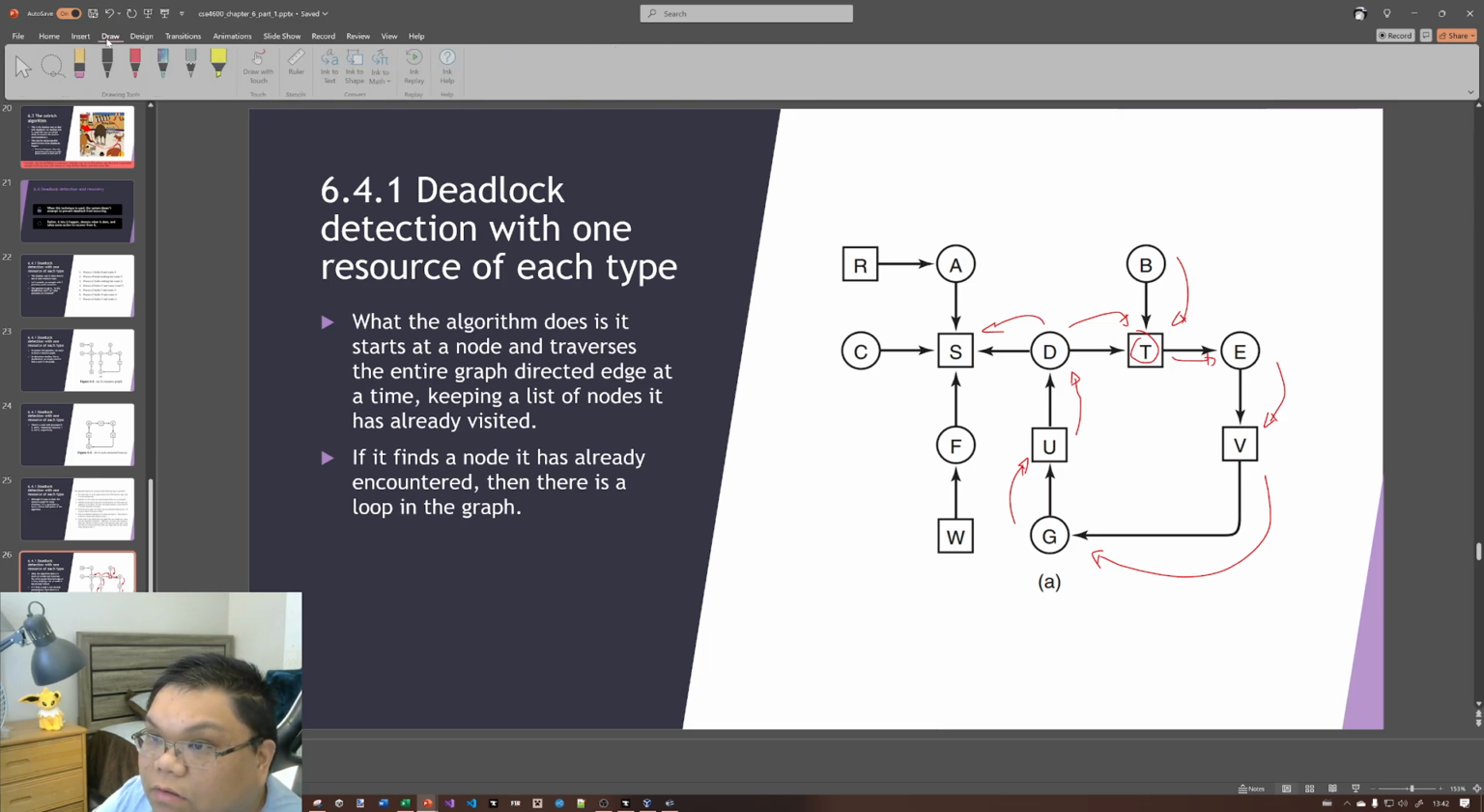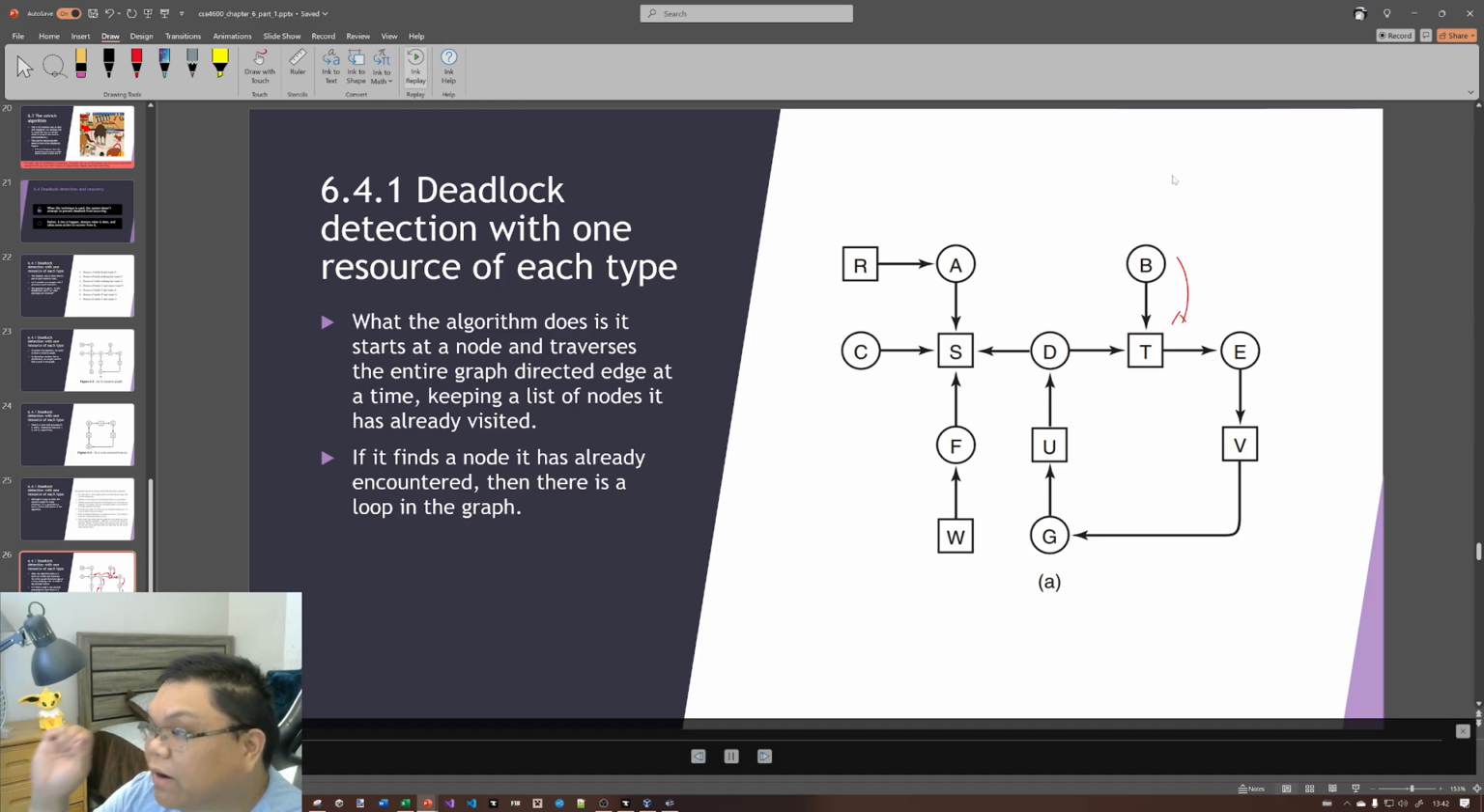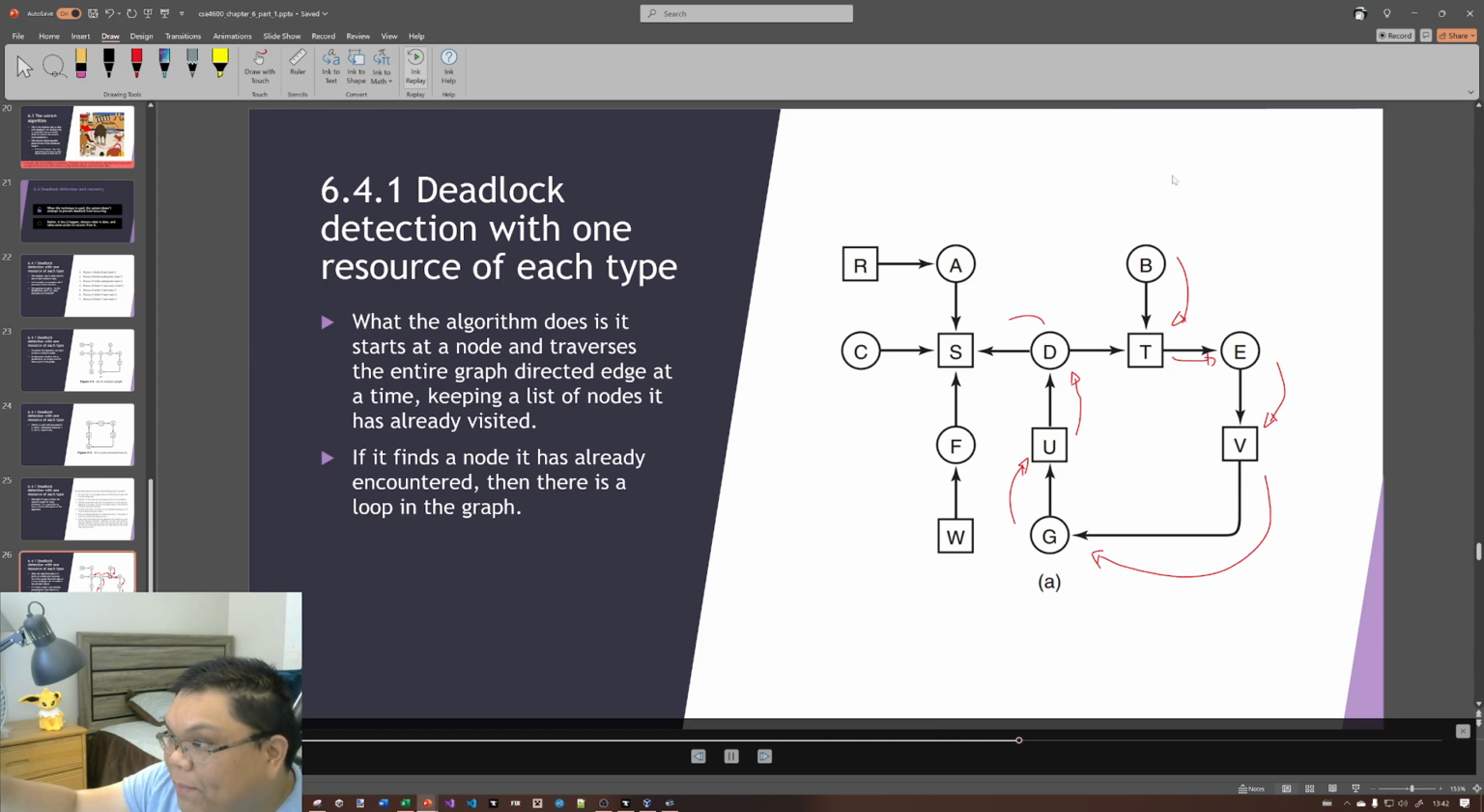So basically we're starting at some node and we are following the arrows until we can't follow them anymore. If we reach a point where there are multiple paths, we pick one path until we can't go any further. Then we backtrack and go down a different path. If we encounter the same node again, that means there's a cycle in the graph and we have deadlock.